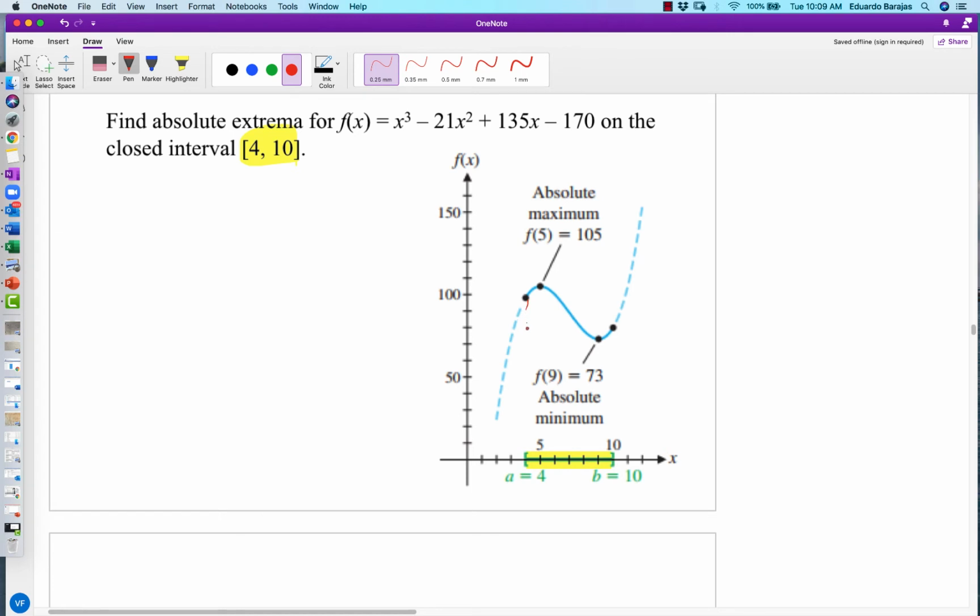Now, the endpoints of our interval map to this point here, and this one maps to that point there. And now neither one of the endpoints represents the maximum or minimum. So now the absolute maximum is observed to be at f of 5, which is equal to 105, and at f of 9, which is equal to 73. Again, don't worry about how we found those values yet. We're just doing proof by picture. So we can see that now this becomes the new absolute maximum in this little restricted domain, and this becomes the new absolute minimum in this restricted domain.